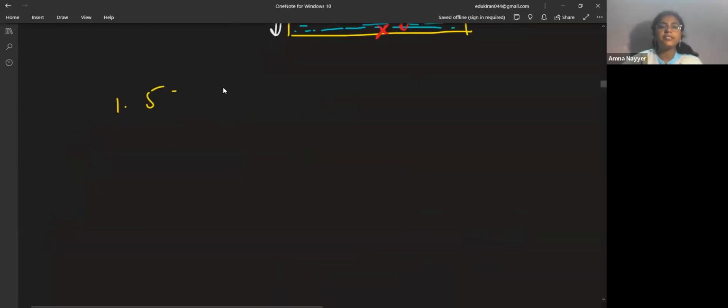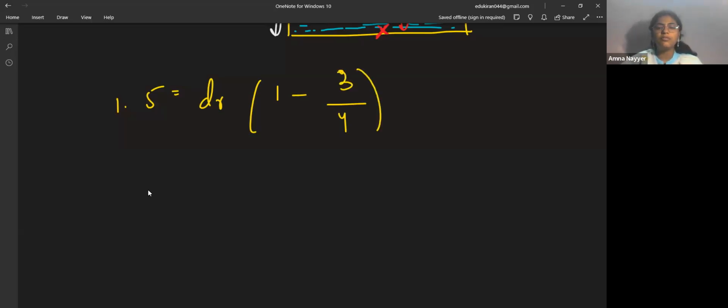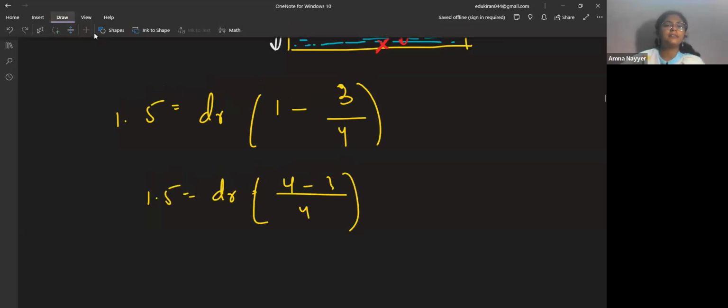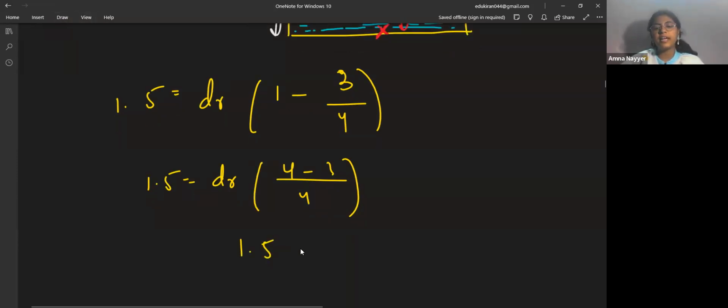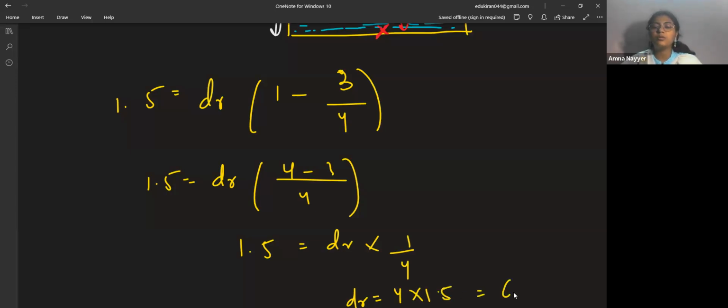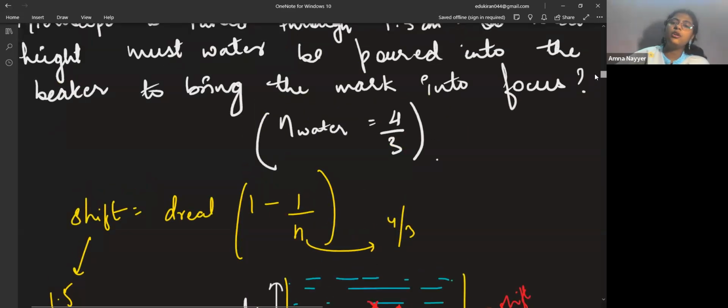So see, 1.5 is equal to d real into 1 minus 3 by 4. So 1.5 is equal to d real into 1 by 4. So real depth is equal to 4 times 1.5, which is equal to 6 centimeters. Why in centimeters? Because 1.5 was also written in centimeters. So this is how you have to use the formula of shift also.